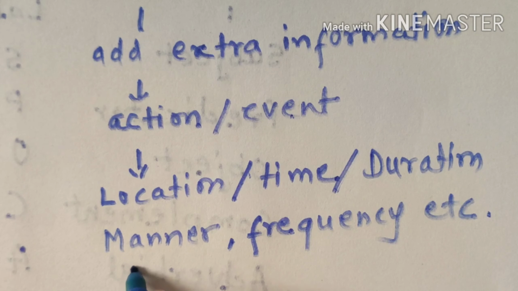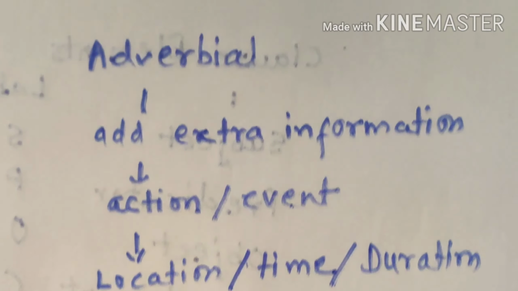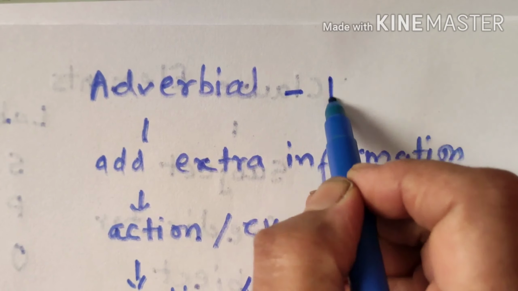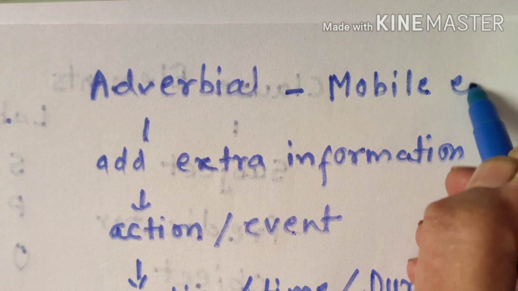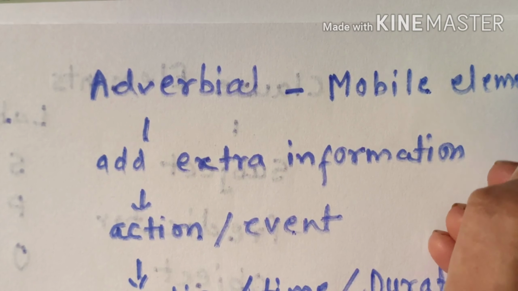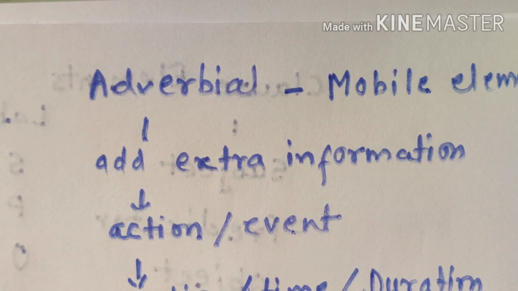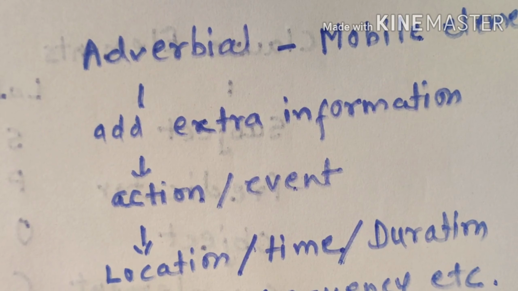So, adverbials are such elements which can come anywhere in the sentence. Means it is the most mobile element in the sentence, which can be moved anywhere. We see it may come in the beginning of the sentence or in the middle of the sentence or at the end of the sentence.